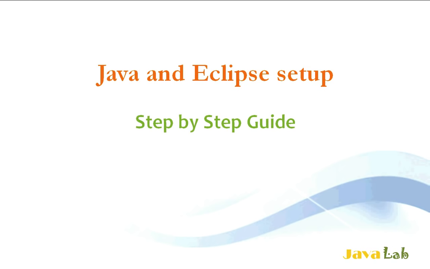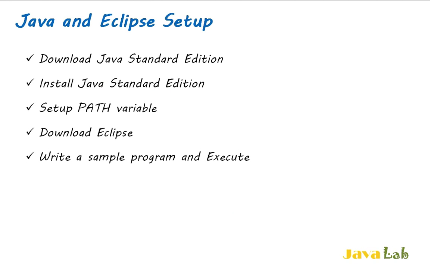In this section we will try to install Java and Eclipse in order to write Java programs. So we will first download Java Standard Edition from oracle.com. We will install Java and then we will set up some configuration on Windows in order to run Java programs in command prompt. Then we will download a tool called Eclipse, which is an integrated development environment to write Java programs and run them, and we will write some sample programs and execute them. These are very simple tasks to do, but every Java developer must know them in order to write Java programs.